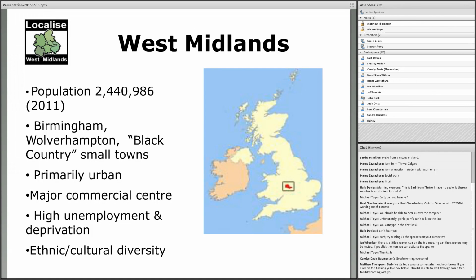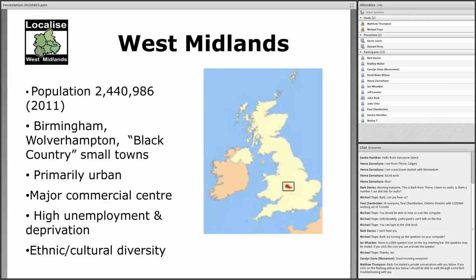The area that we cover is in the middle of this red dot that you see on the map. It's a very small area in the middle of the UK, small but very densely populated, with a population of just under 2.5 million. It covers the big cities of Birmingham, which is the UK's second city, and Wolverhampton, and an area known as the Black Country, which is a collection of small old industrial towns. Nobody's quite sure why it's called that. So it's small, densely populated, and Birmingham is a major international commercial centre.